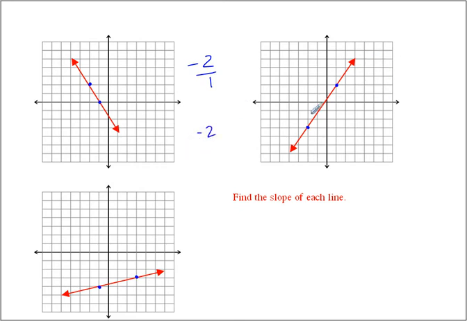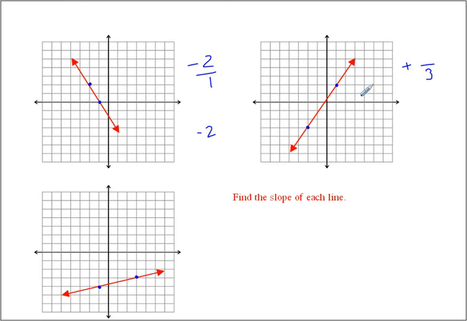Now over here, for this one here, we do the same thing. All we're going to do is count. We go over 1, 2, 3 in the x. So is it going to be a positive or a negative slope to begin with? It's going to be a positive slope. And the run is 3.